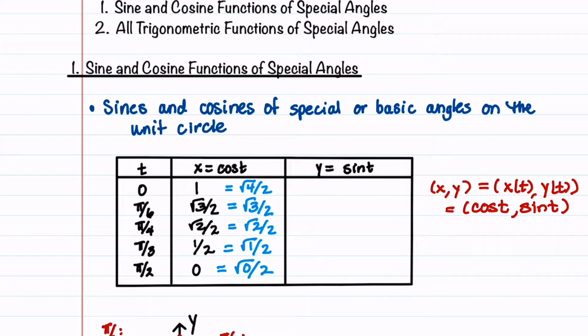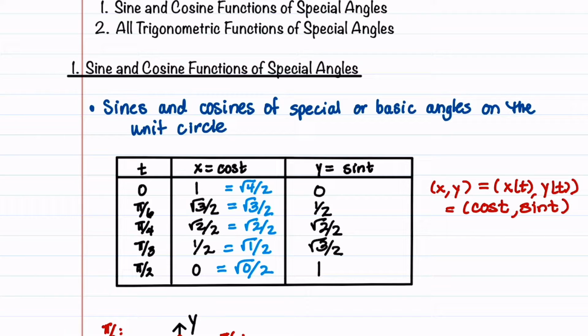At t is equal to 0, sine t is equal to 0. Sine of pi over 6 is 1/2. Sine of pi over 4 is root 2 over 2. Sine of pi over 3 is root 3 over 2. And then sine of pi over 2 is equal to 1.